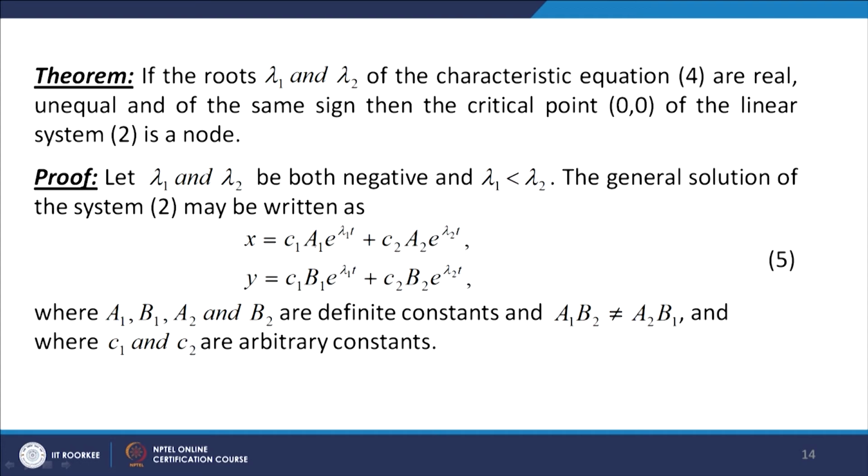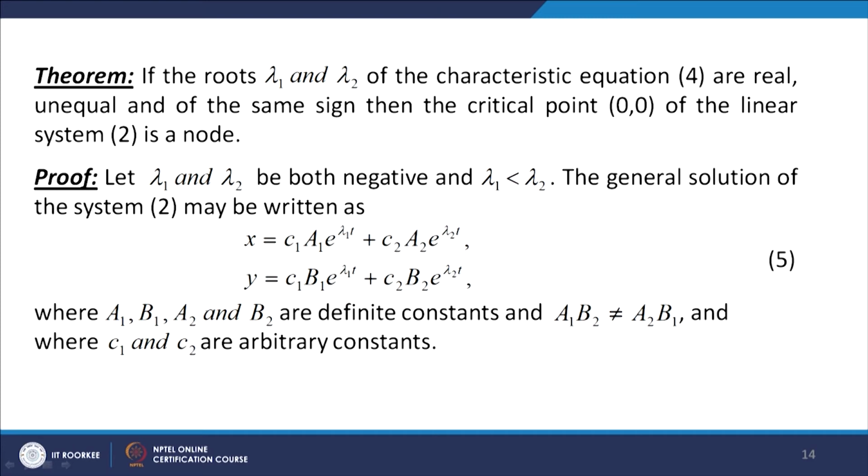x equal to C1 A1 e raised to power lambda 1 t plus C2 A2 e raised to power lambda 2 t, because corresponding to lambda 1 the solution is A1 e raised to power lambda 1 t, and corresponding to lambda 2 the solution is A2 e raised to power lambda 2 t. So, the general solution will be given by x equal to C1 A1 e raised to power lambda 1 t plus C2 A2 e raised to power lambda 2 t, and y will be C1 B1 e raised to power lambda 1 t plus C2 B2 e raised to power lambda 2 t.